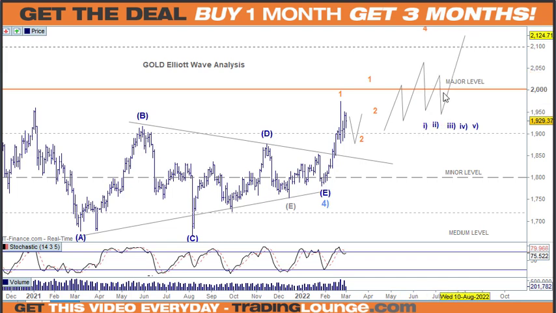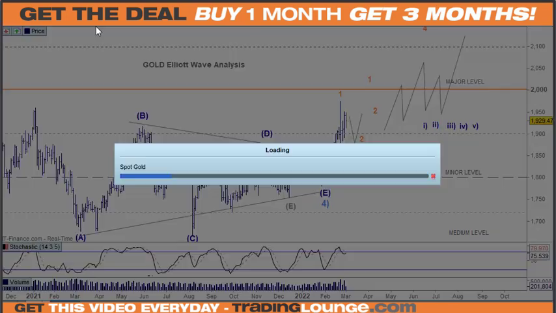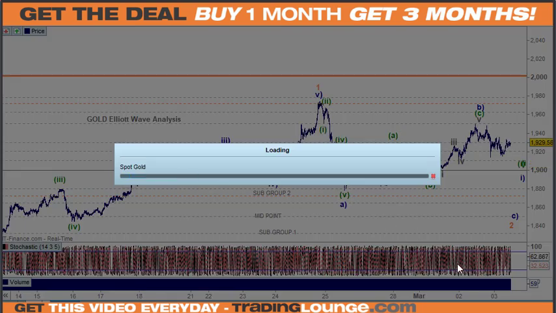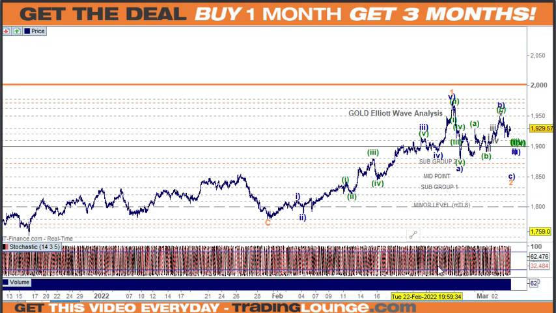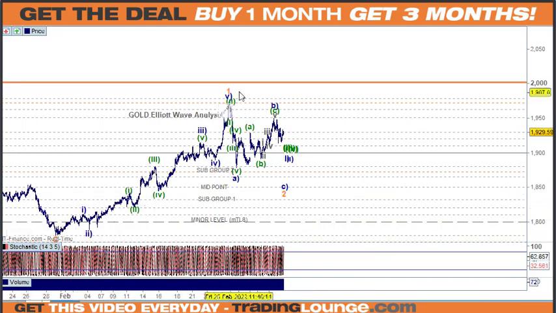Now, I've probably exaggerated the size of it, but in a way it needs to migrate from being resistance to support over here. We'll go to the tick chart and check where we're up to so far with this. Probably a bit overkill there, but yeah. So anyway, I've been counting up here for 5 waves.